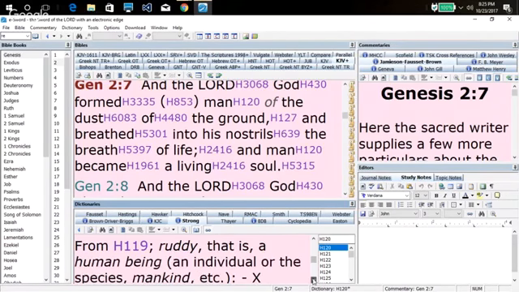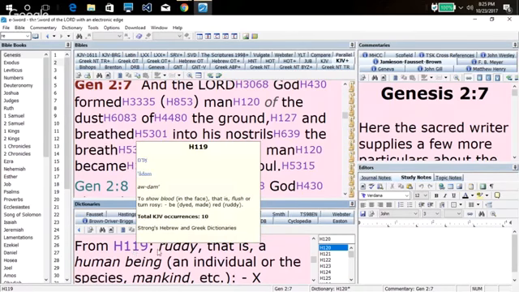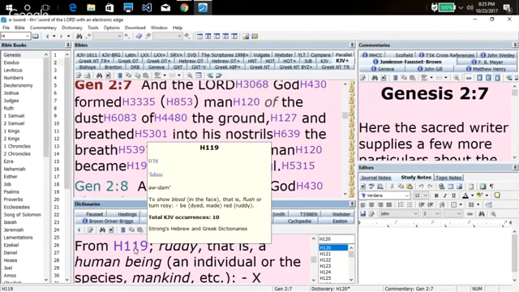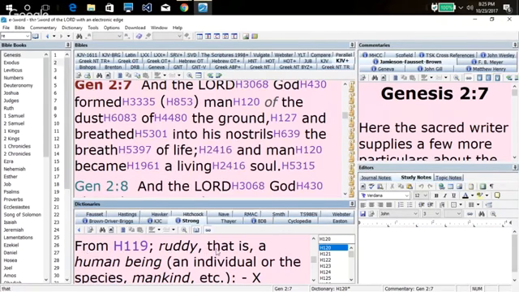All right. The word says ruddy. All right, from 119, ruddy is the root word right there. Adam, okay? It says to show blood in the face, that is flush, turn rosy. It says ruddy, that is a human being. Okay, so that's really what the term Adam means, huh?